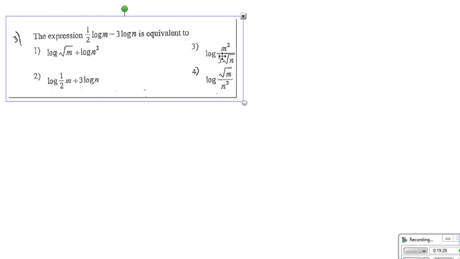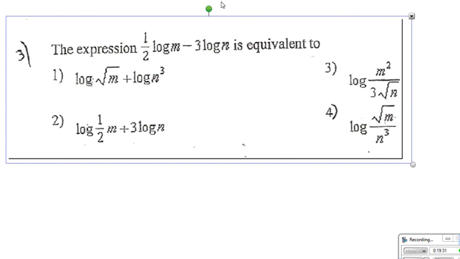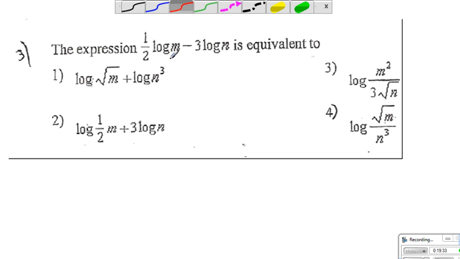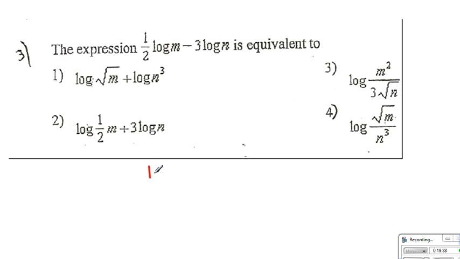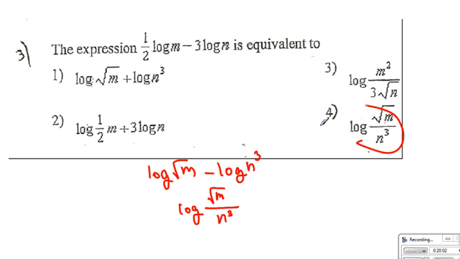Now, here we have, this basically means 1/2 has to go as an exponent. So we have log of square root of n minus log of n to the 3rd power. For the same reason, it goes to the n. But the subtraction implies the division, so we end up getting log of square root of n over n cubed. So we end up getting choice number 4.